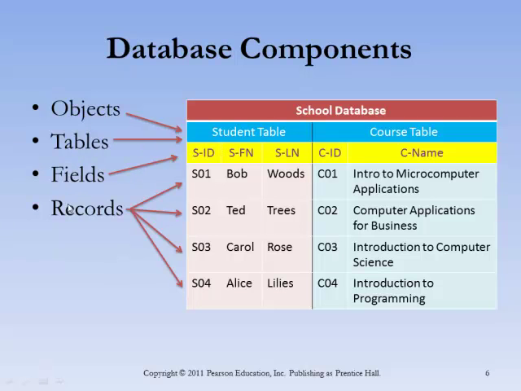A table is made up of fields and records. Fields are columns, and then the records are the actual data that get put into the table. So we'll be using these terms all the time. Another term for fields is columns. Another term for records is rows.